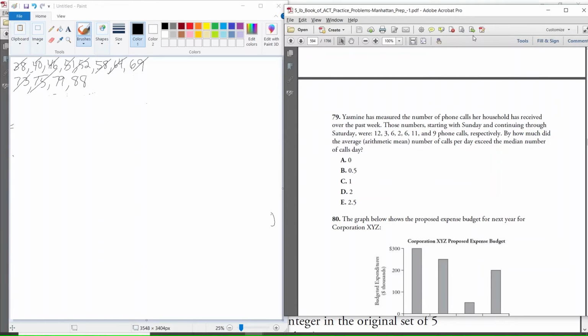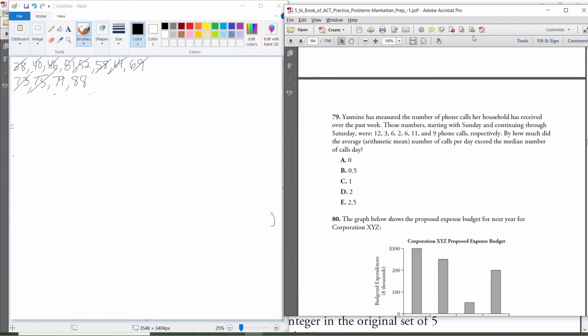Median. Well, median number is we put them in order and we find out which one is literally the middle number. If it's an odd number of numbers, it's literally the number in the middle. If it's an even number of numbers, it'll be the average of the two in the middle. So let's see how many there are. 12, 3, 6, 2, 6, 11, and 9. That's 1, 2, 3, 4, 5, 6, 7. So 7 days. Obviously, it's going to have one number right in the middle.